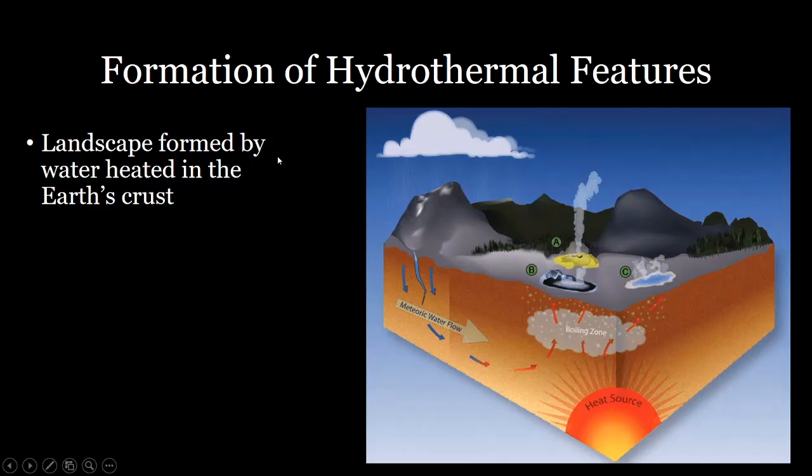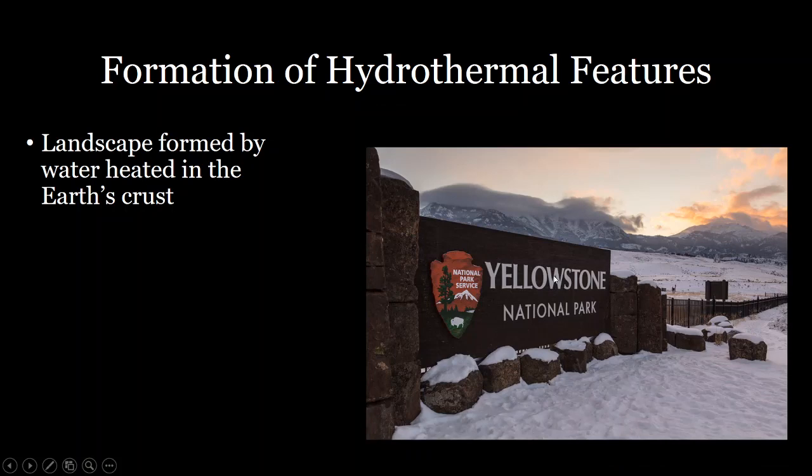So hydrothermal features are just landscapes that are formed by the heating of water by the Earth's crust. You can see here you have groundwater infiltrating into an area and then flowing towards a heat source, usually a magma body, and then getting heated, and then a number of features forming as a result. The most famous of which is most likely Yellowstone National Park.